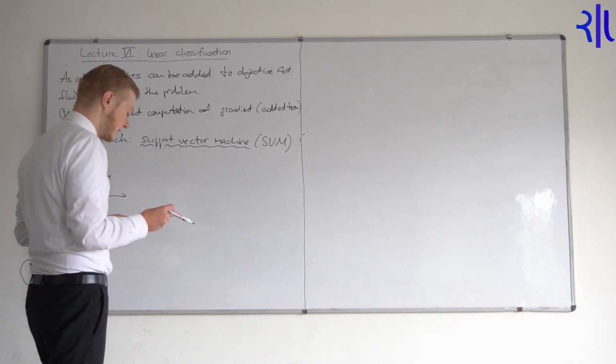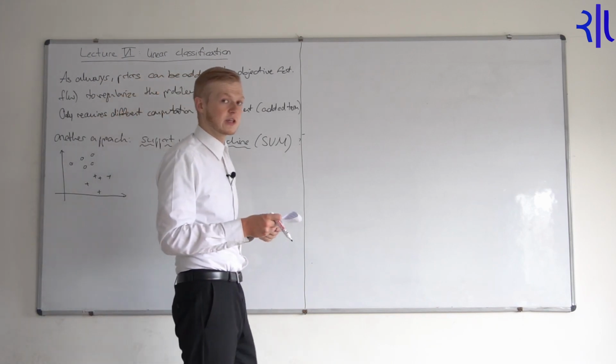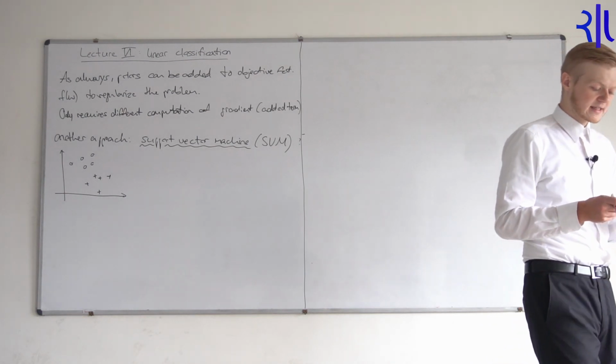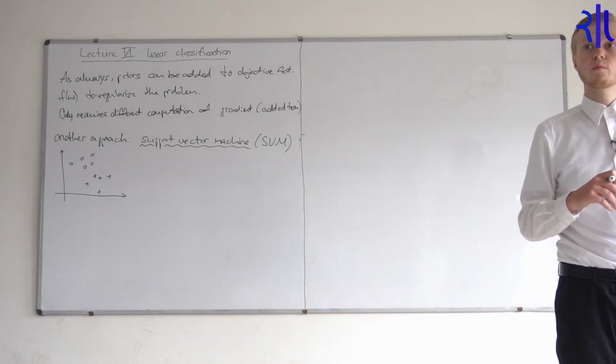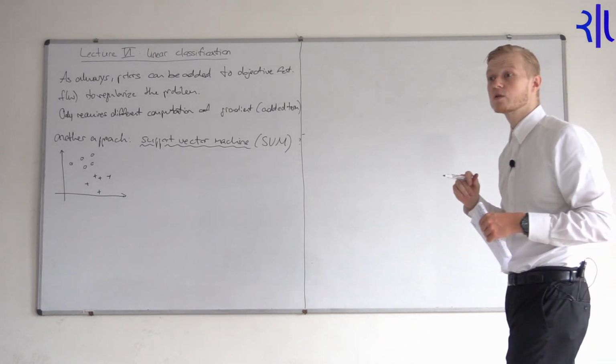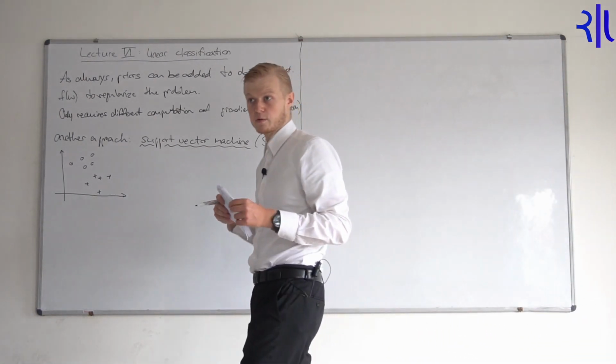So to derive the support vector machine, we want to maximize the margin of the model, and that, we hope, makes our model more robust, because the decision boundary is as far away as possible from the data points that we already have.